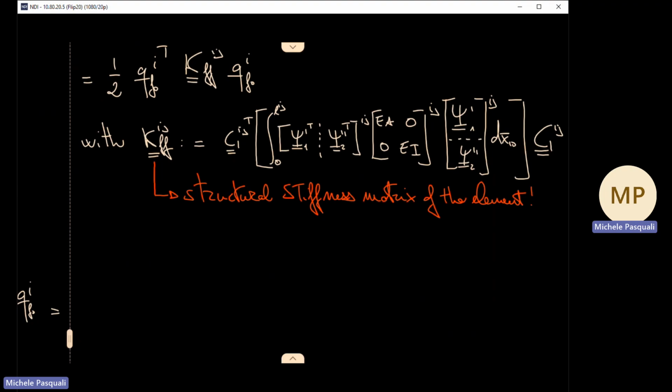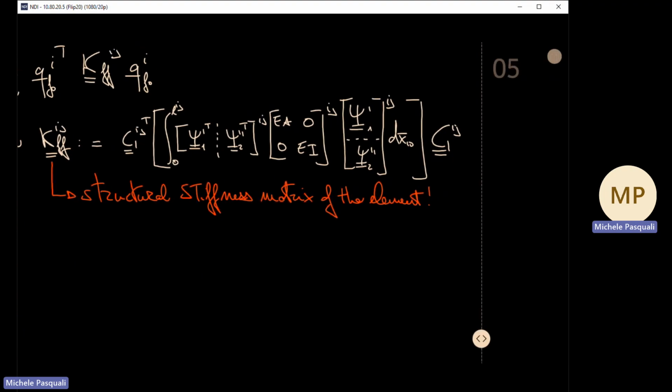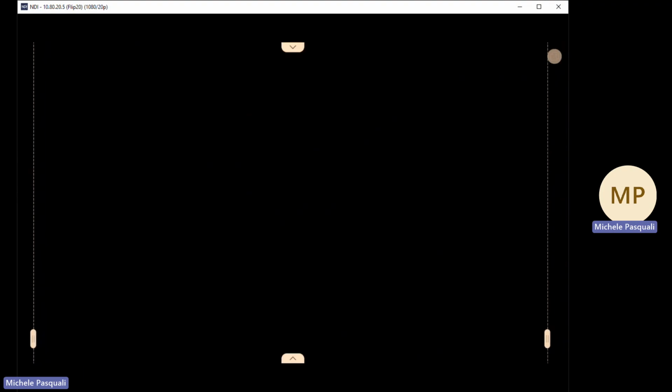Now, I would like to start, let's say, the last topic of the course, which is, as I anticipated, the adoption of coordinate reduction techniques.